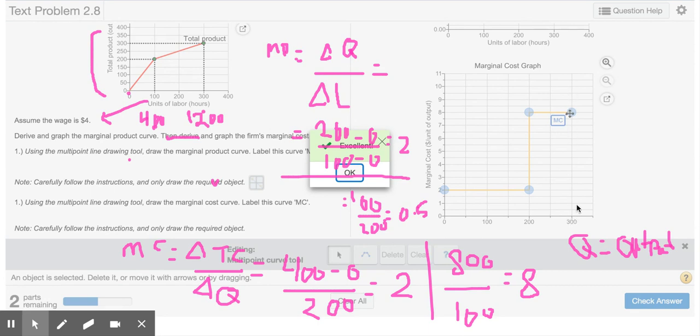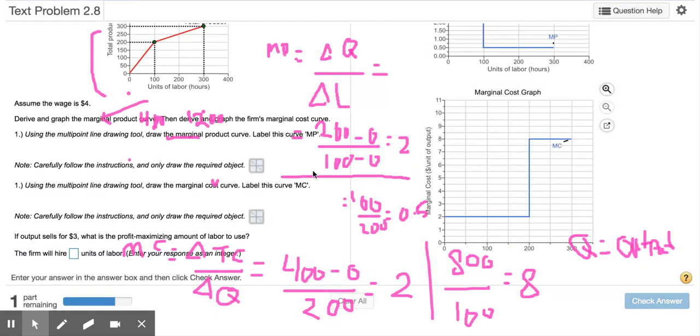The confusion comes from the fact that in this particular example, we have 300 units of output and 300 units of labor. This might be different for other examples. When you do other examples, you might have different numbers in here, so be careful with that. The remaining part is pretty easy.